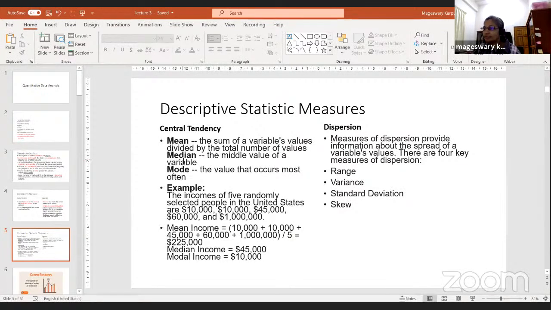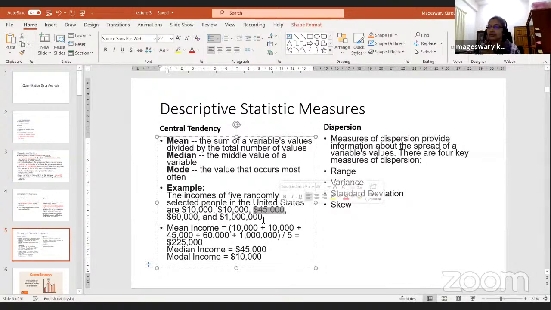Right. So what is median? Median is the middle value. Okay. In order to find the median, you need to arrange the data from the smallest value to the highest value. From there, you can find which is the middle number. So in this case, you arrange 10,000 first, second 10,000, third 45,000, 60,000, and 100,000, right? If you arrange them properly, you will find that 45,000 is the middle value. So the middle value is the median. Okay, middle value is the median.